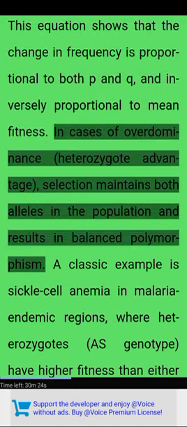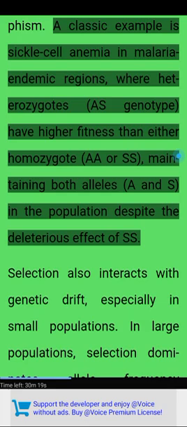In cases of overdominance, heterozygote advantage, selection maintains both alleles in the population and results in balanced polymorphism. A classic example is sickle cell anemia in malaria endemic regions, where heterozygotes with the AS genotype have higher fitness than either homozygote, AA or SS, maintaining both alleles A and S in the population despite the deleterious effect of SS.